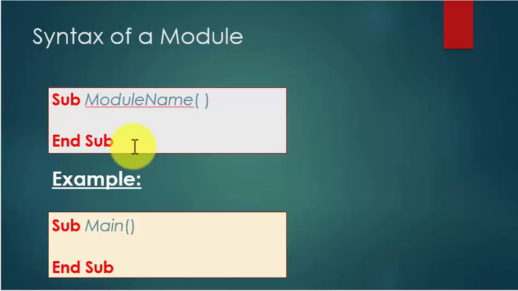And the module that you have coded this far is the main. This is a typical example when you start your console application. You see sub, followed by the word main, followed by the parentheses, followed by end sub. And then you write your entire program logic between sub main and end sub.